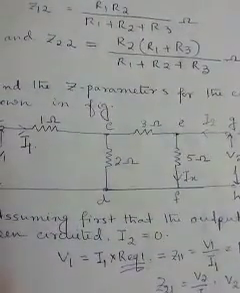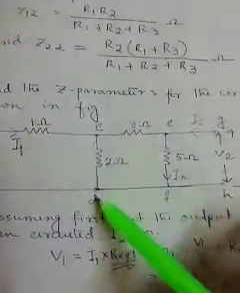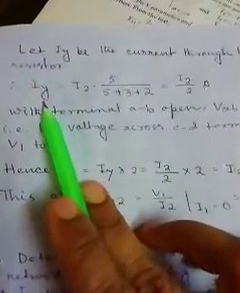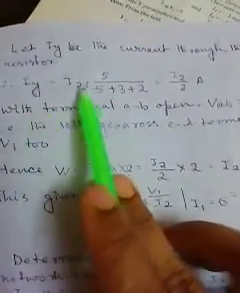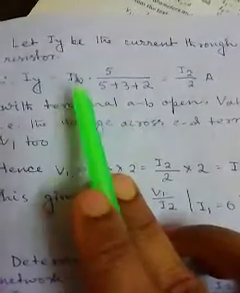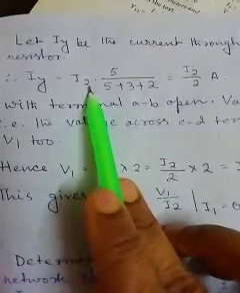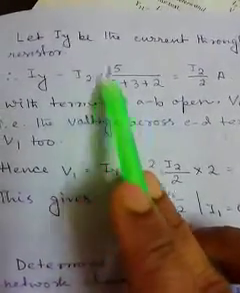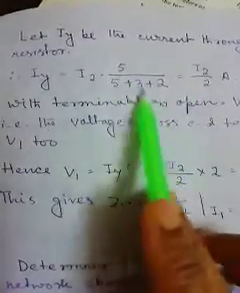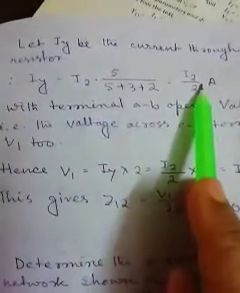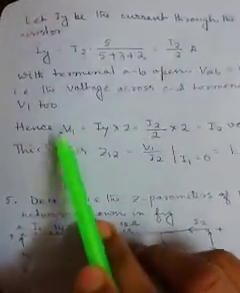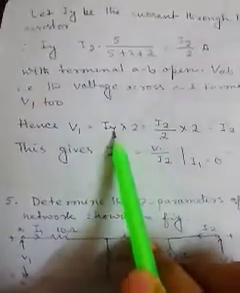So how do we calculate that? Again we have to assume some current flowing through this 2 ohm resistance. In the next page we are assuming that IY is the corresponding current flowing through it, and now we apply the same current division rule. For the time being the total current is I2, not I1, as I1 is already set as 0. So I2 into that 5 ohm resistance by the summation of these 3 resistances, which gives us I2 by 2 ampere current.